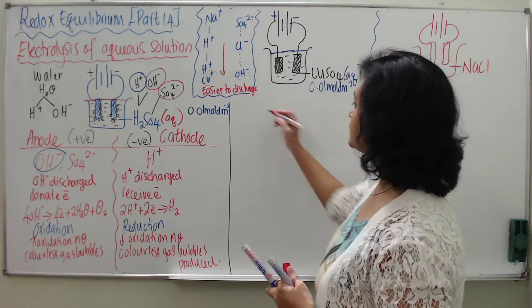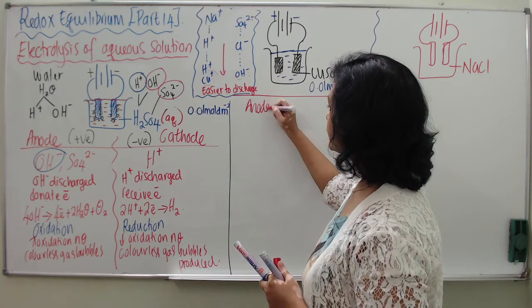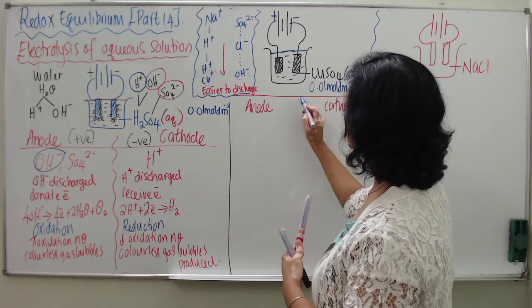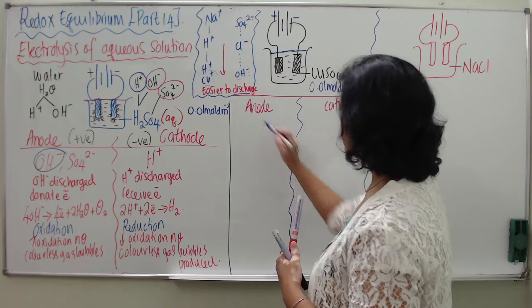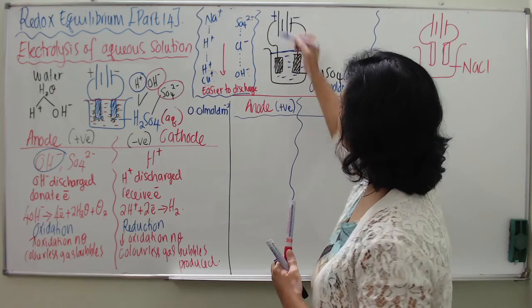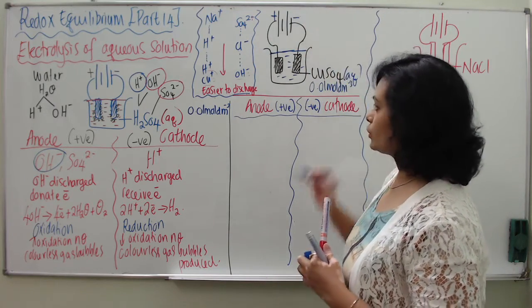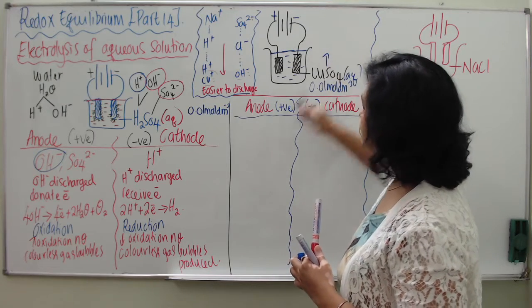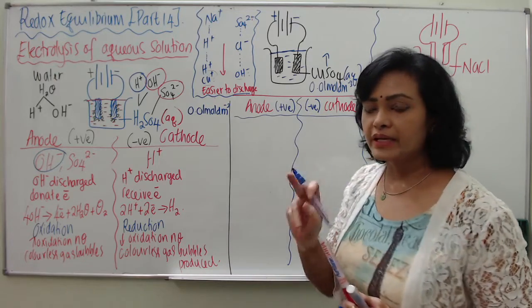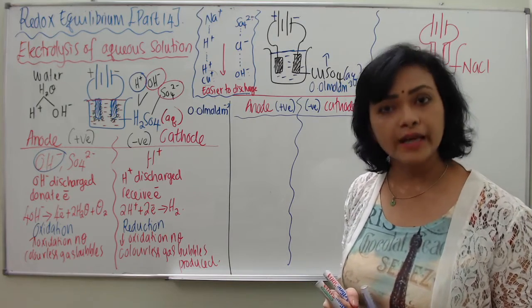Now, what happens is, let's look at anode and cathode. Okay, anode, positive terminal of the battery, negative terminal of the battery is cathode. Now, before we start on whatever happens at anode and cathode, please analyze the electrolyte. It is important for students to analyze the electrolyte.